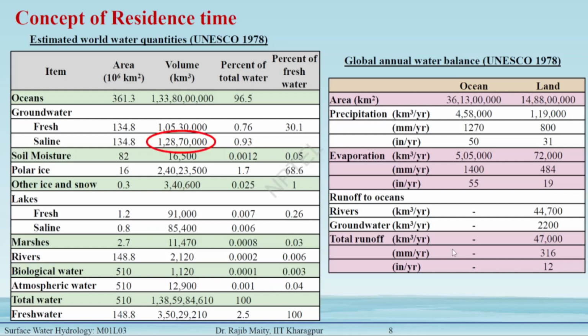So let's see how we can utilize this table to estimate the residence time. I would like to have your attention on the saline groundwater volume, which you can see here is 12870,000 kilometer cube of volume of water available as saline groundwater. And the next focus for the numerical problem is the flow rate of this groundwater towards the ocean, and we can see here that it is 2200 kilometer cube per year. So this is the flow rate, and here we have identified the volume. Let's see how we can utilize this information to find out the residence time.